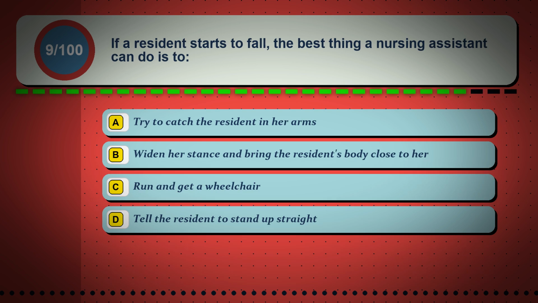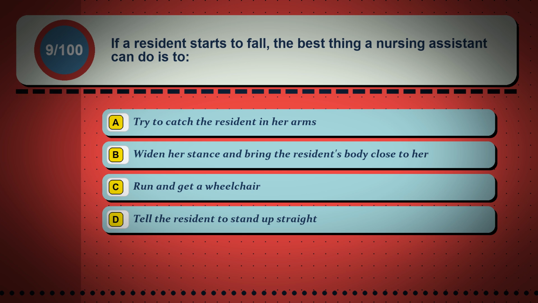Question 9. If a resident starts to fall, the best thing a nursing assistant can do is to: Option A, try to catch the resident in her arms. Option B, widen her stance and bring the resident's body close to her. Option C, run and get a wheelchair. Option D, tell the resident to stand up straight.